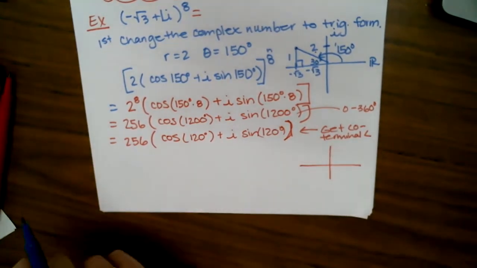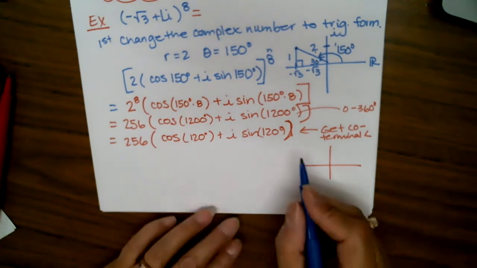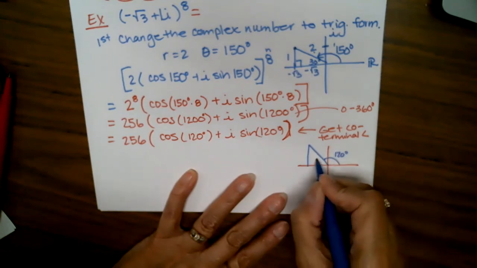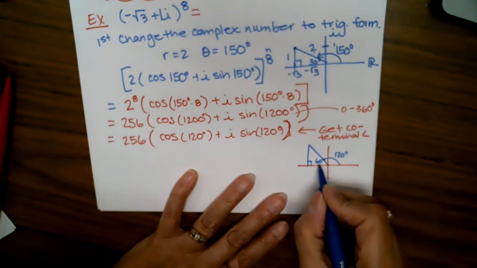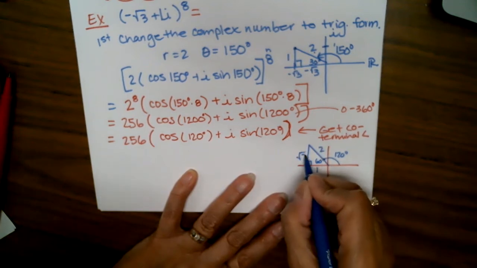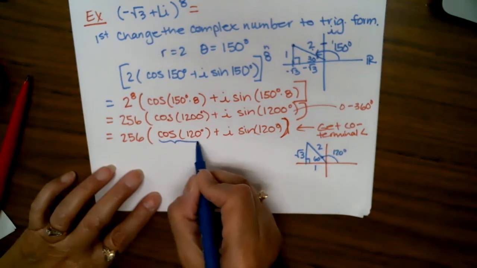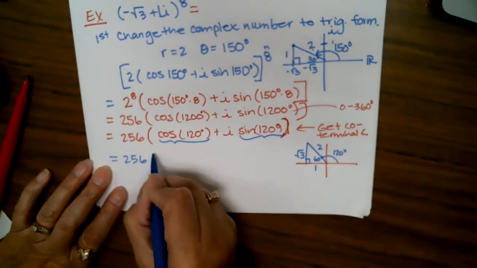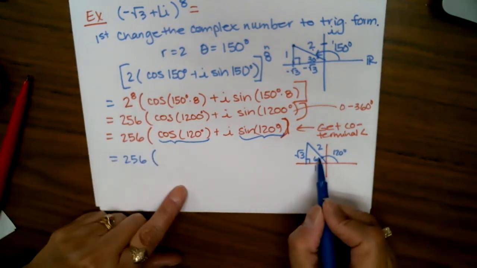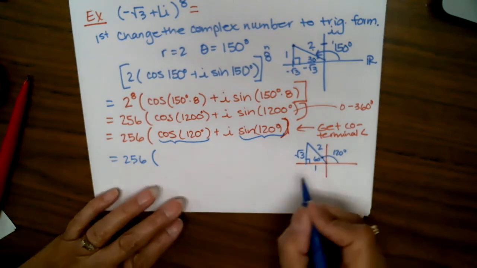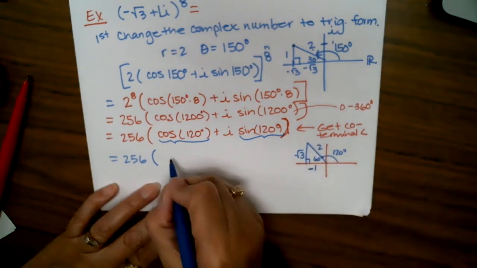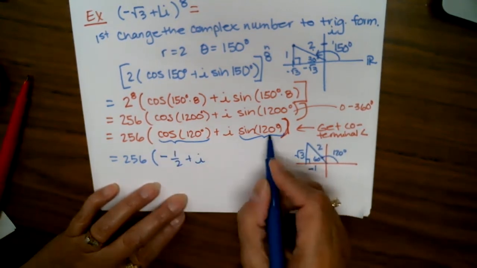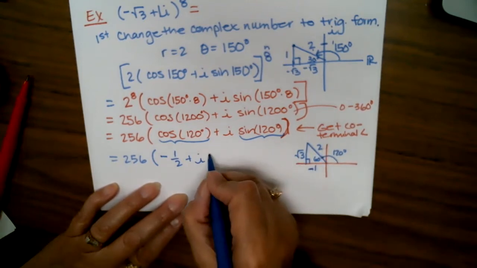So let's see. We now have 120 degrees. That leaves 60 degrees right there, and that's a special right triangle: 2, 1, square root of 3. Let's fill in what this is and what this is, and then we'll distribute. So that's 256 times the cosine of 120. Cosine is adjacent over hypotenuse. Oh, that's going to be a negative there. That's negative 1/2 over 2, so negative 1 over 2. Plus i times the sine of 120, square root of 3 over 2.